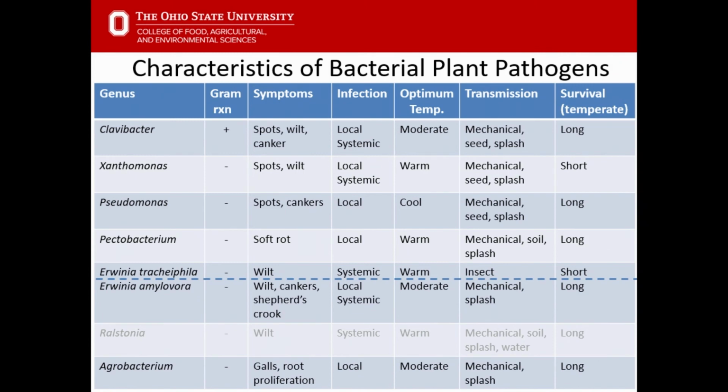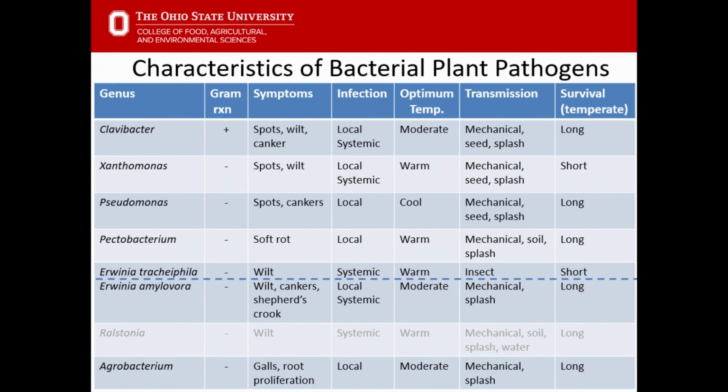This is true of Xanthomonas, the Pseudomonas syringae pathovars, and two Erwinia species of interest to this course, Erwinia amylovora and Erwinia tracheiphila. Pectobacterium and Agrobacterium have wide host ranges. Some symptoms or signs are characteristic for these pathogen genera, although symptoms alone may not be sufficient for a diagnosis. For example, the shepherd's crook caused by Erwinia amylovora on apple trees is diagnostic, whereas leaf spots caused by Pseudomonas or Xanthomonas may not be.